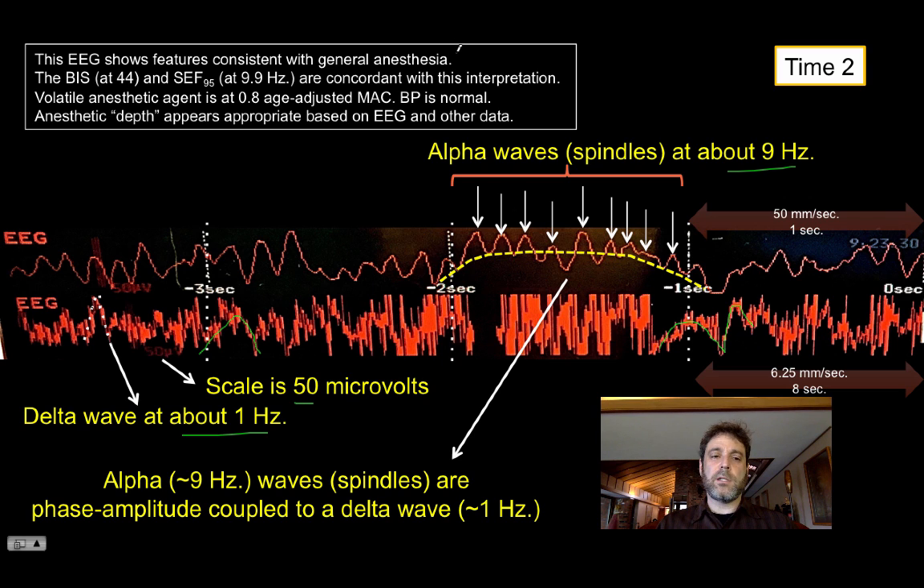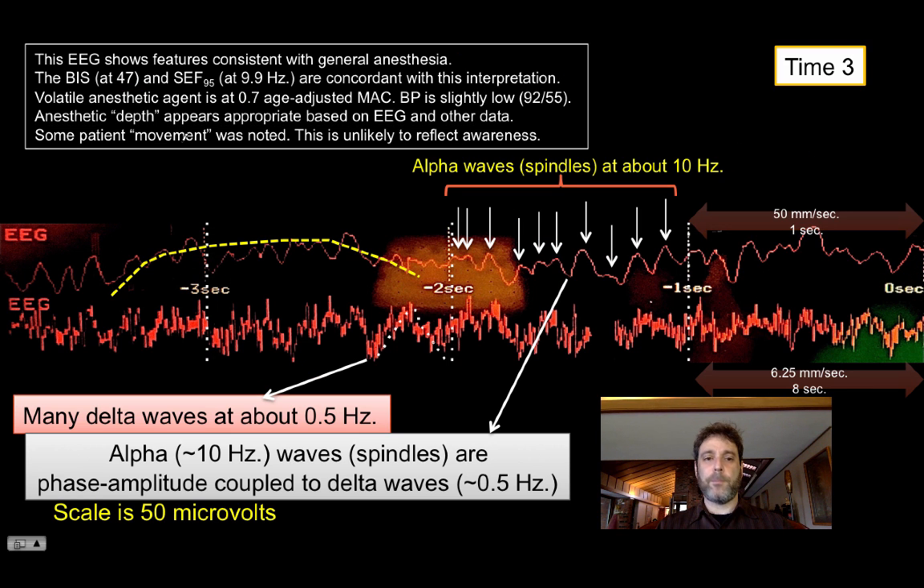So still consistent with general anesthesia. The BIS, which is 44, and the spectral edge frequency, which has gone up to 9.9, is consistent with our findings and with our interpretations here. The volatile anesthetic concentration is now 0.8 or 0.85 age-adjusted MAC. And I would say now that anesthetic depth appears relatively appropriate based on the data that we have.